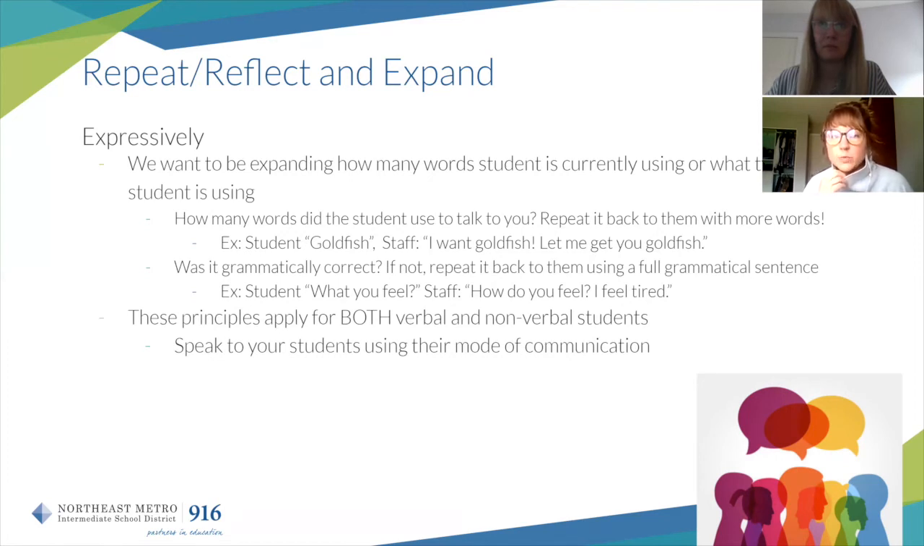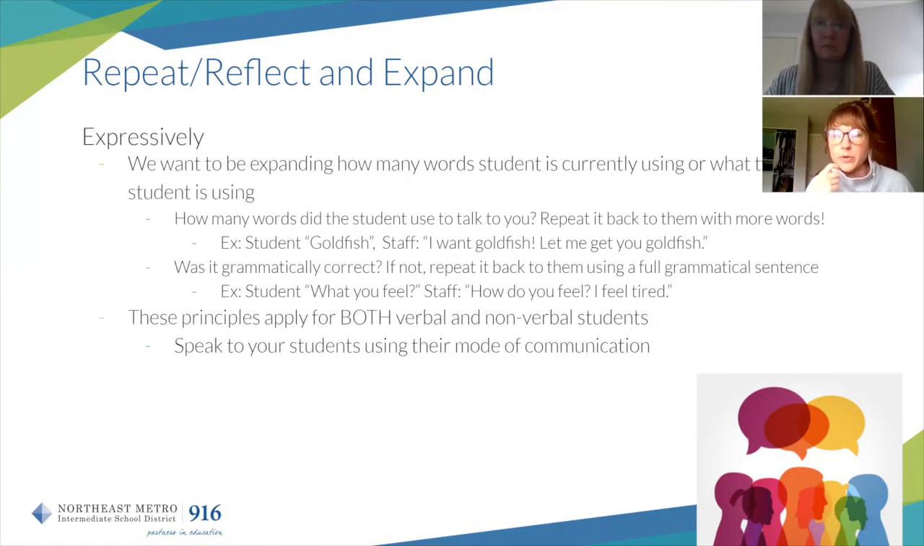Another thing to think about is, was what the student said grammatically correct? This is something I notice a lot, that people get familiar with a student's speech and language patterns and they stop correcting or modeling the accurate use. So if a student says something that's not grammatically correct, think about repeating it back using the full grammatical sentence. So for example, a student asks the question, "What you feel?" That's obviously not a grammatically correct sentence. So the staff can reflect back, "How do you feel? I feel tired," and also answer the question.